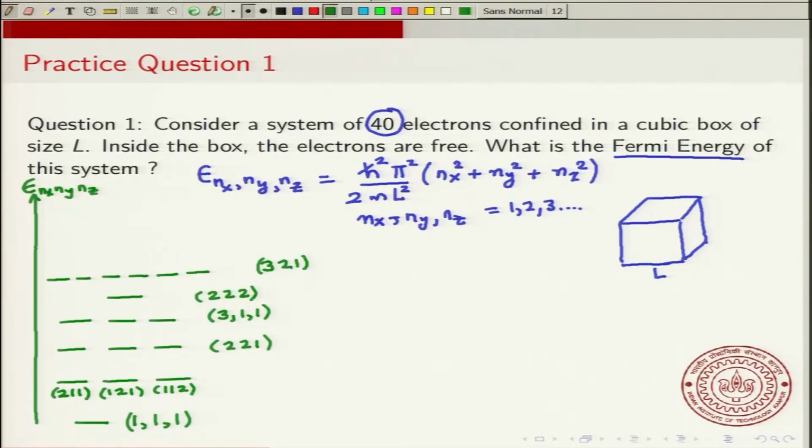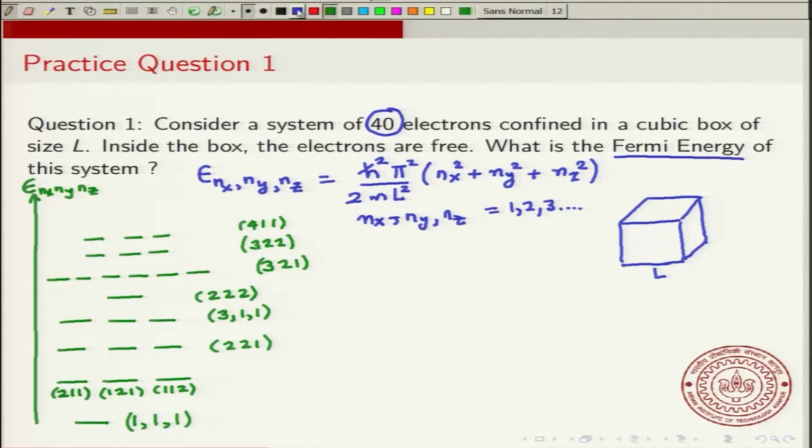Okay. And subsequent to this is the 3 2 2. Okay. In this case you can have only 3. And so 3 2 2, 3 square plus 2 square plus 2 square, that is 17. Okay. The next one is actually 4 1 1. Okay, and this is also triply degenerate. Okay, so I think we have enough levels now.